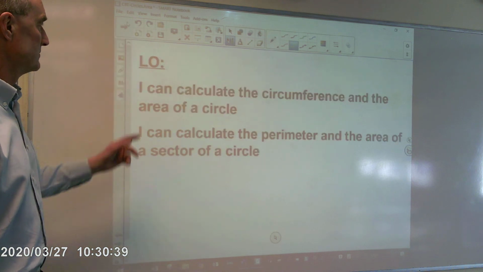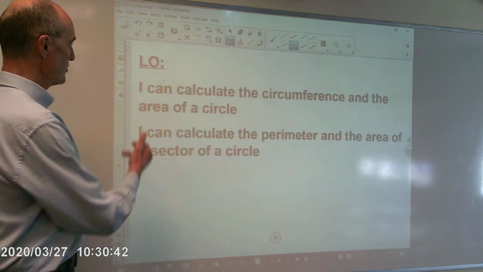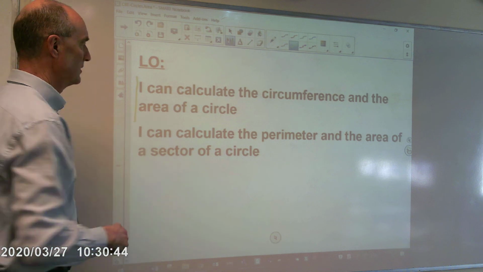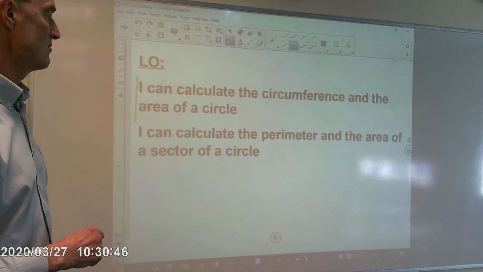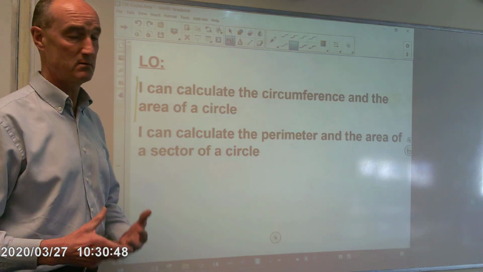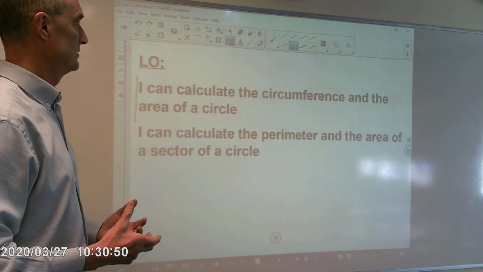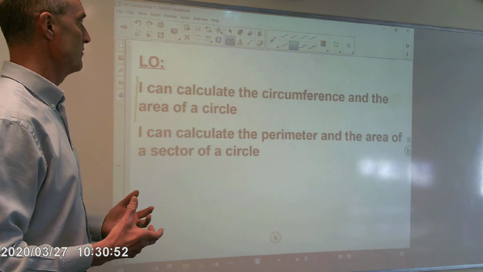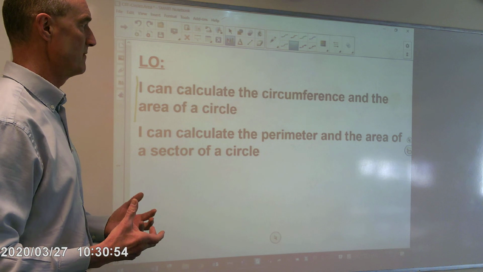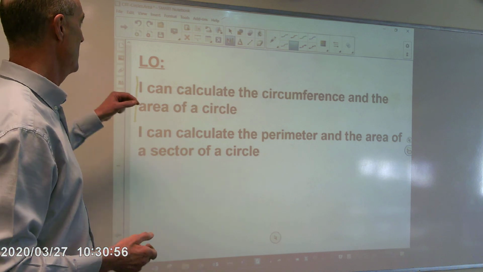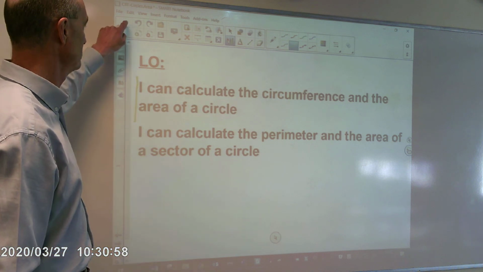Really this is what I want to focus on today: calculating the circumference and the area of a circle. Again, for most of you this should be a revision. It shouldn't be too complicated for you. A reminder for most, and helpful to all, hopefully.